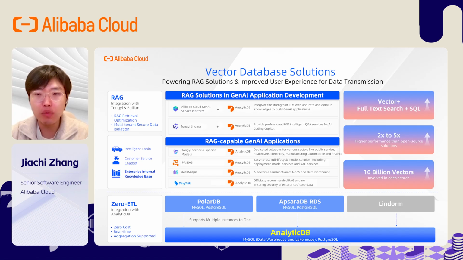On this slide, we present our vector database solutions that power RAG and improve data transmission. Our platform combines vector search with full-text search and SQL, delivering 2 times to 5 times higher performance and the ability to involve billions of vectors per search.